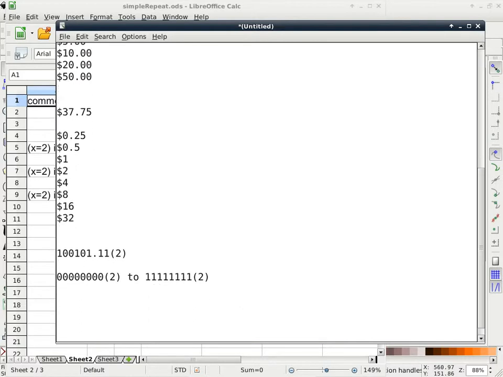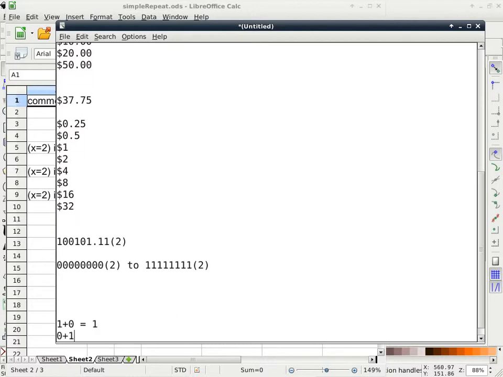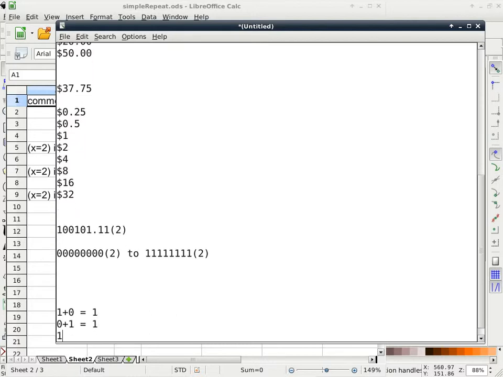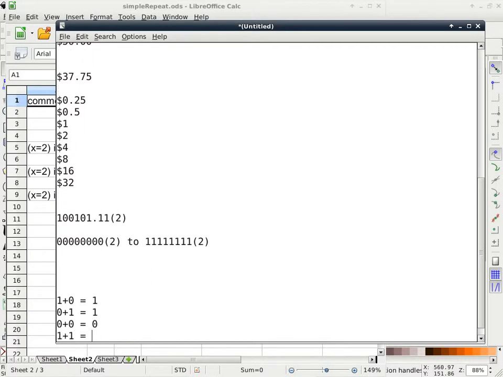Okay, so addition. How do we do addition? 1 plus 0 is? 2. No. 1 plus 0 is always 1 in any base, right? 0 plus 1 is 1. 0 plus 0 is 0. Okay, the only one that is special in base 2 is 1 plus 1. 1 plus 1 is 0 with a carry. Kind of like 5 plus 5 in base 10 is 0 with a carry. That's the only special one in base 2. Am I doing okay so far? What about multiplication?